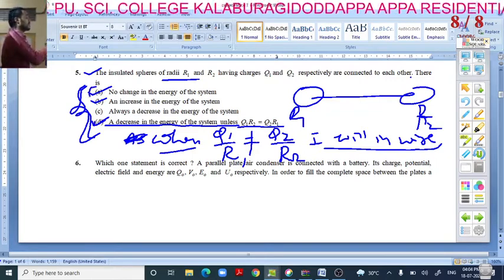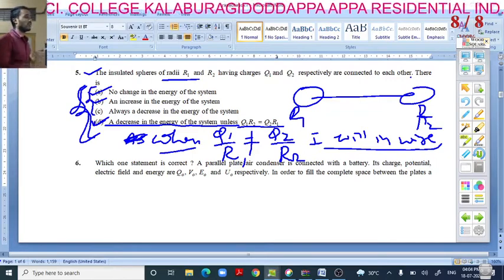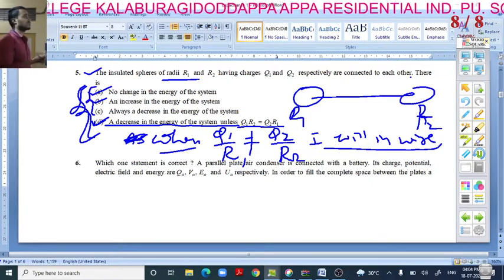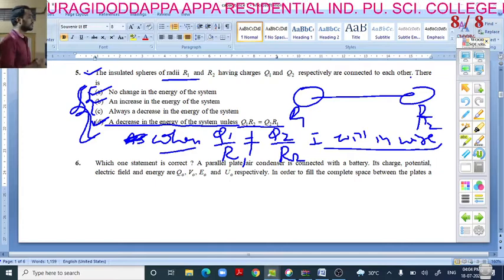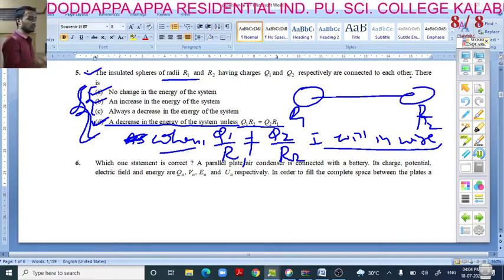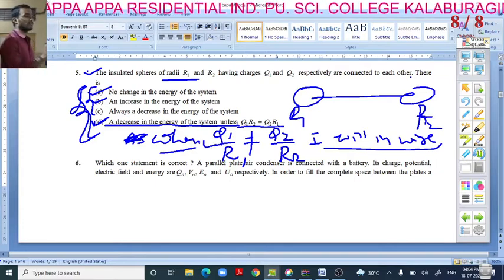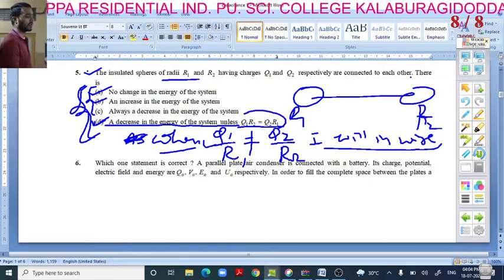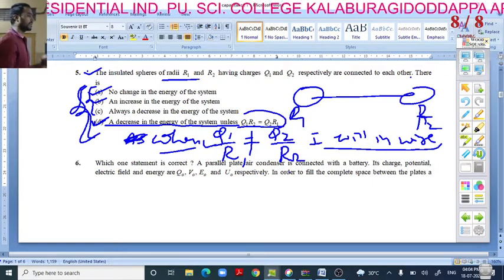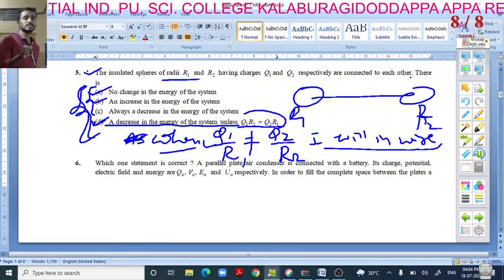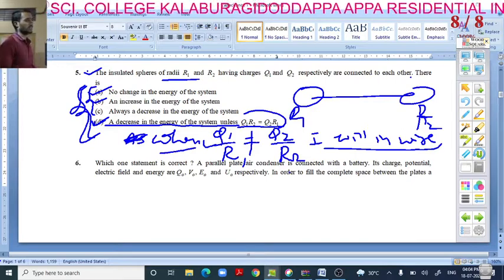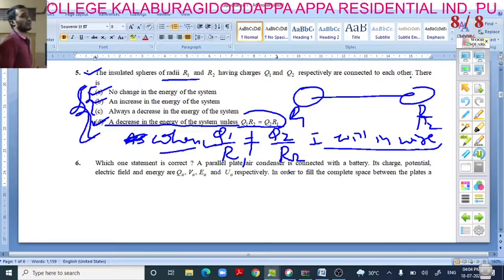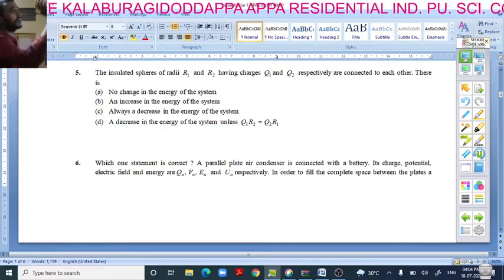Otherwise, to choose the other options, we don't have any conditions, or he didn't give any particular condition to choose those options here. So, as per the given options, I can choose this. When Q1 by R1 is not equal to Q2 by R2, it is possible: energy decreases in the form of heat through the connecting wires. Right? Okay. Next.